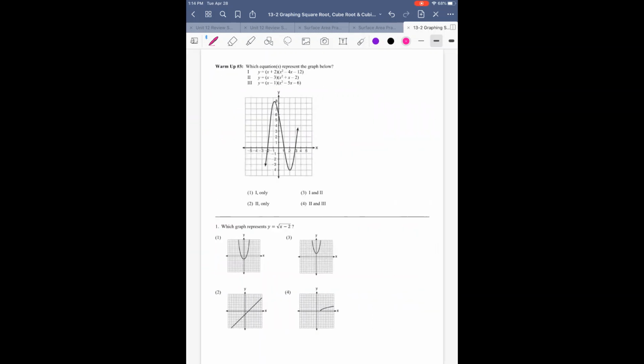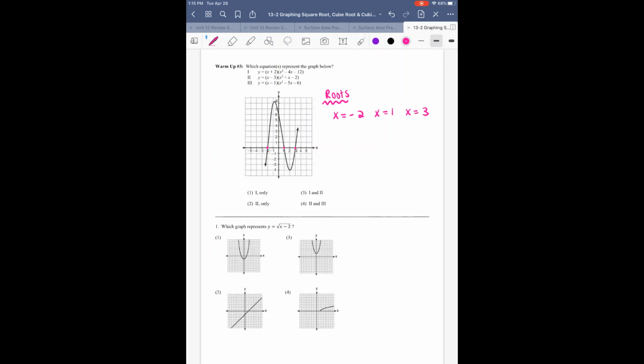The last one we're going to look at, warm-up number 3, it says which equation represents the graph below. So I'm going to give you a moment. I want you to pause the video and see what you can do to get these answers. Okay, so the first thing I would advise is that you start by looking at the roots of your graph. So we've got 3 roots this time. And my roots are at x equals -2, x equals 1, and x equals 3.